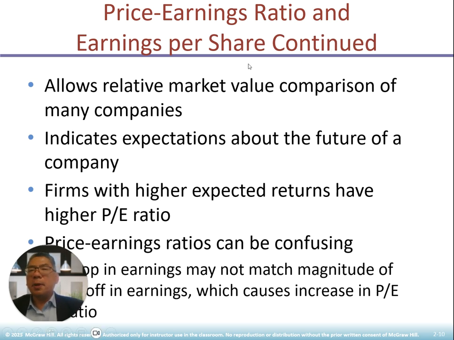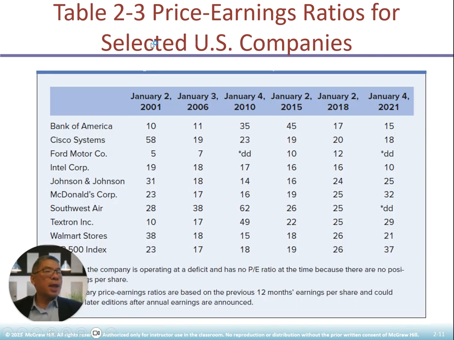Okay, the next one allows relative market value comparison of many companies and indicates the expectation about the future of the company. Firms with higher expected return have higher P/E ratio. That is a tendency. Price-earnings ratio can be confusing. A drop in earnings may not match the magnitude of the fall in earnings that caused the increase in P/E ratio. We're going to look at a good example here.